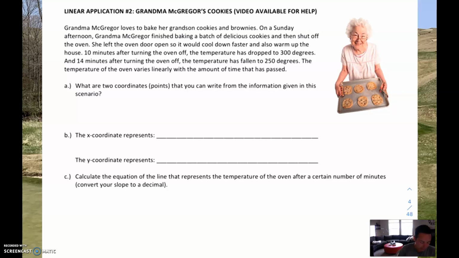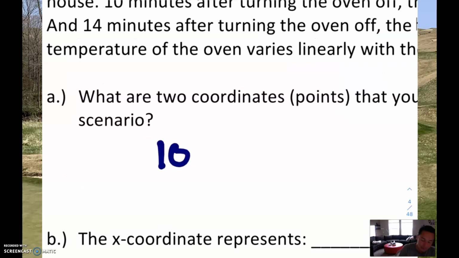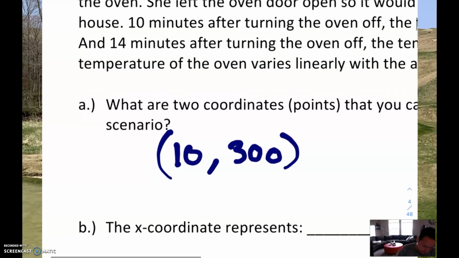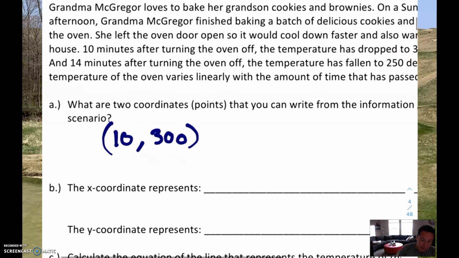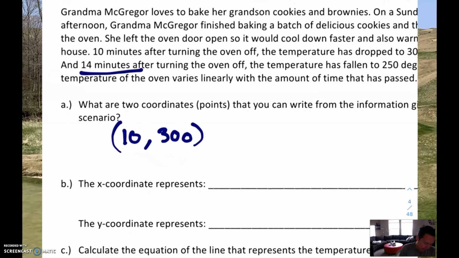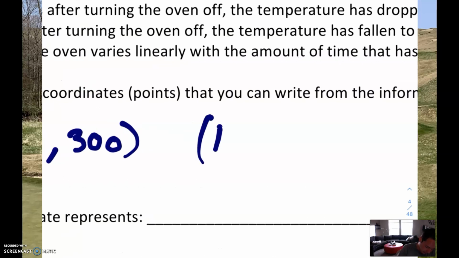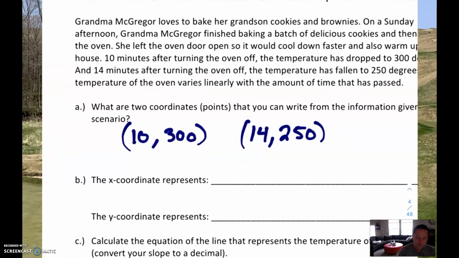So first, let's start with some coordinates. We know that 10 minutes after turning the oven off, the temperature is now 300 degrees. Let's write that as a coordinate. We know that 10 minutes, remember time is usually the x-coordinate, the temperature is about 300 degrees. Now in the next sentence, it gives you another point that you can write. After 14 minutes, the temperature has fallen to 250 degrees. Let's write that as a coordinate. After 14 minutes, the temp is now 250 degrees.